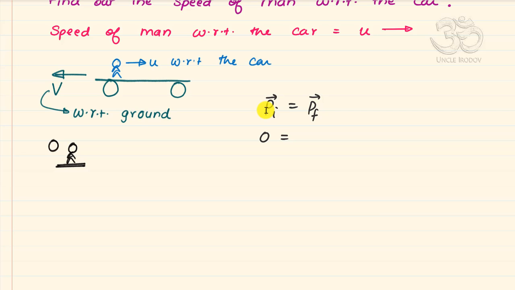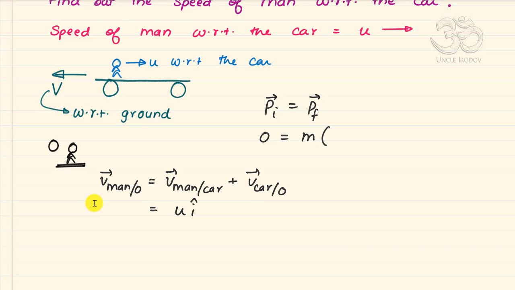And what is P final? Mass of man times velocity of man with respect to ground, and that is what we need to figure out. So the velocity of man with respect to this observer O is the velocity of man with respect to car plus the velocity of car with respect to O. The velocity of man with respect to car is u i cap, and the velocity of car with respect to ground is minus V i cap. So you will have u minus capital V, and you will have the mass of car times minus V.